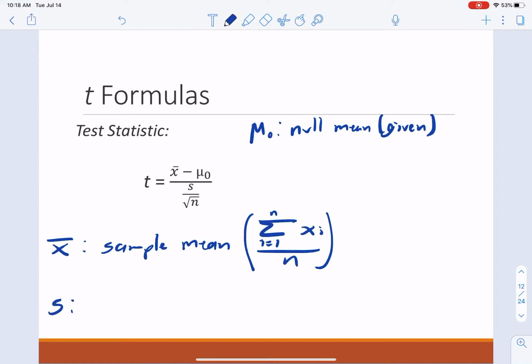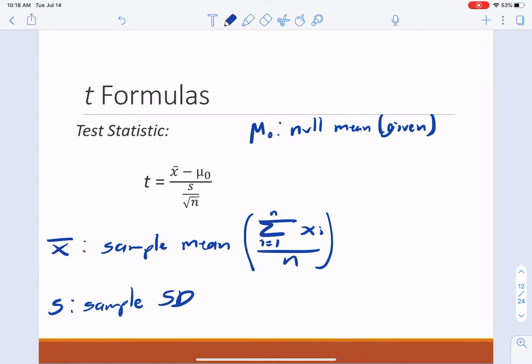Okay, we've got S here. S is the sample, you guessed it, standard deviation. And how do you calculate that? Again, this formula gets pretty hairy pretty quickly. I will show you one example after this video, maybe like a test-like question, maybe it'll be on the test. So it's a good idea to know how to do this.